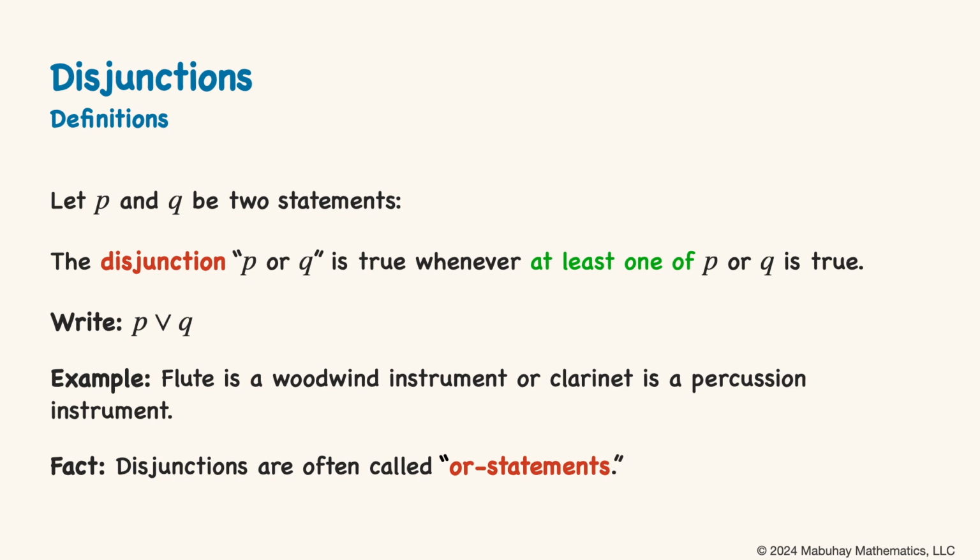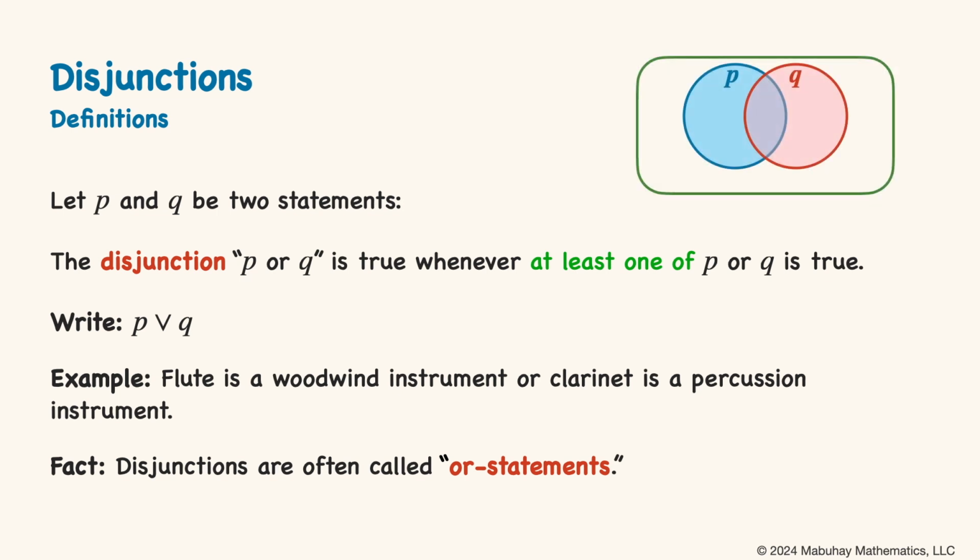And again, we can visualize this type of compound statement. So here, circle P, every scenario where P is true, circle Q, every scenario where Q is true. The region where the disjunction P or Q is true is what we call the union between the 2 circles. We're uniting the circles together. So there's a connection between disjunctions of statements and unions of sets.